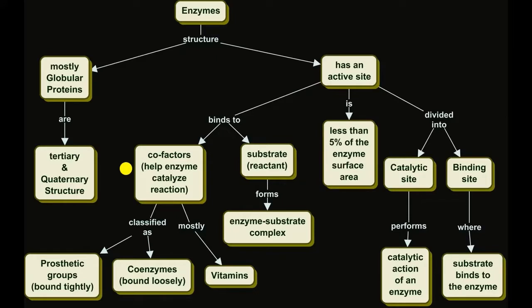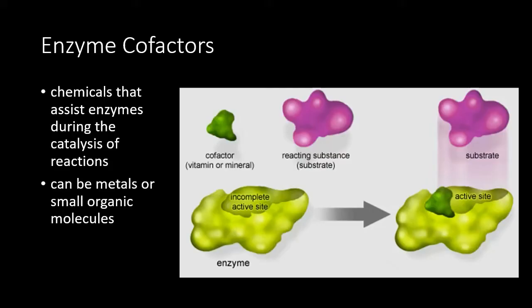The enzyme active site will also bind to a cofactor or cofactors. These cofactors will help the enzyme catalyze the reaction. Cofactors are mostly made of vitamins. Enzyme cofactors. These are chemicals that assist enzymes during the catalysis of reactions. Cofactors can be metals or small organic molecules. In this illustration, this is a cofactor. It's a vitamin or a mineral, and this is an enzyme.